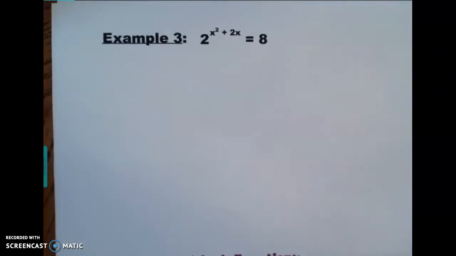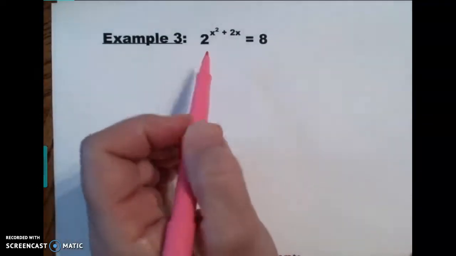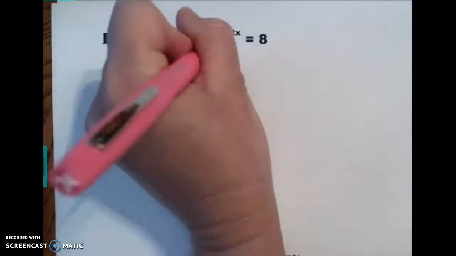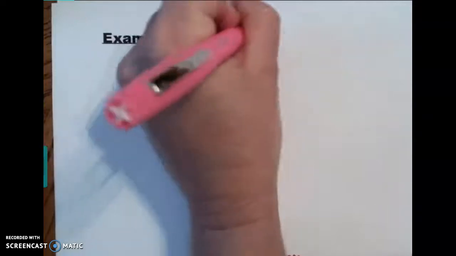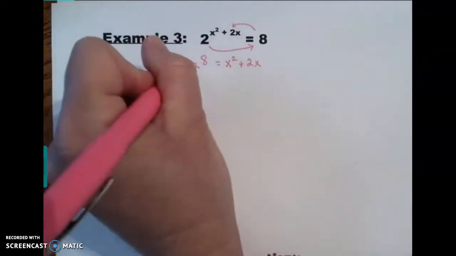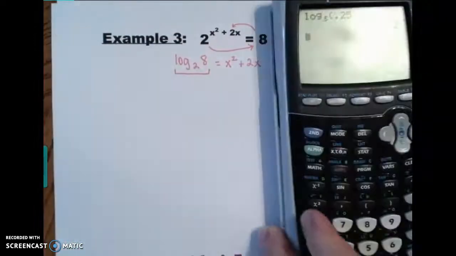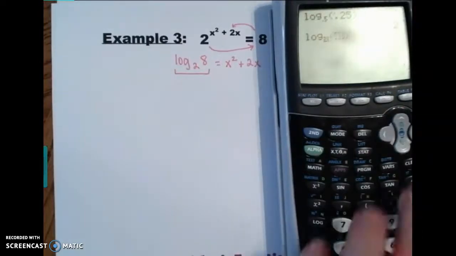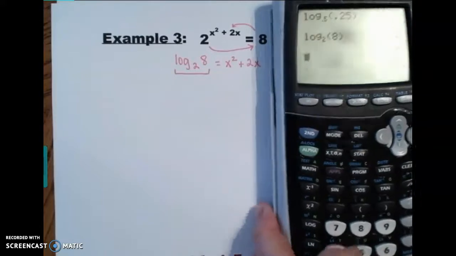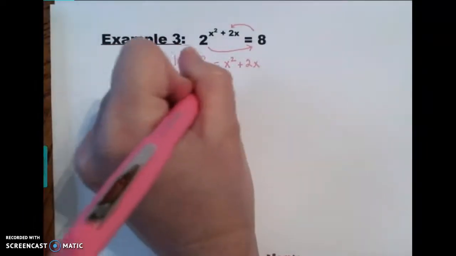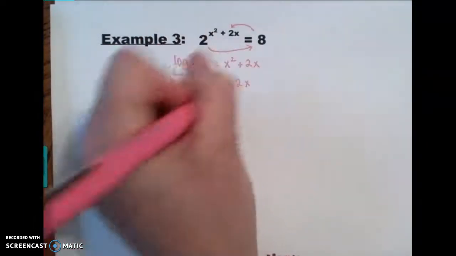Example 3, our base is by itself. Therefore, you're ready to go ahead and go straight to log form. So we're going to say log base 2, go out of 8 equals, come back and get that exponent. So then when I evaluate this side, we're going to do that math up again. Log base 2 of 8, so our answer will be 3 when we do that. So we have 3 equals x squared plus 2x.